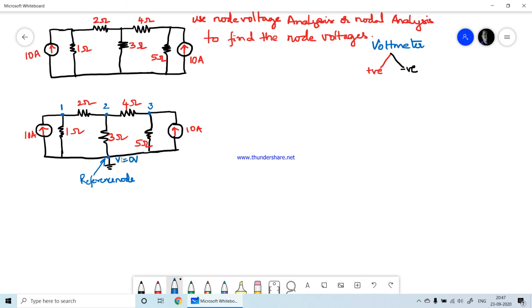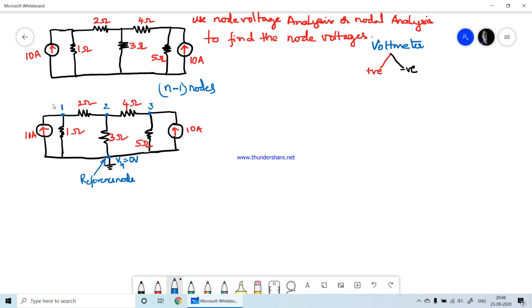So the number of nodes, if they ask you in any given network, will always be n minus 1. The reason is that we don't take the reference node into consideration when counting the number of nodes in a network, because at the reference node the voltage is always 0. So let me assume this reference node as V4, which is equal to 0 volts always.